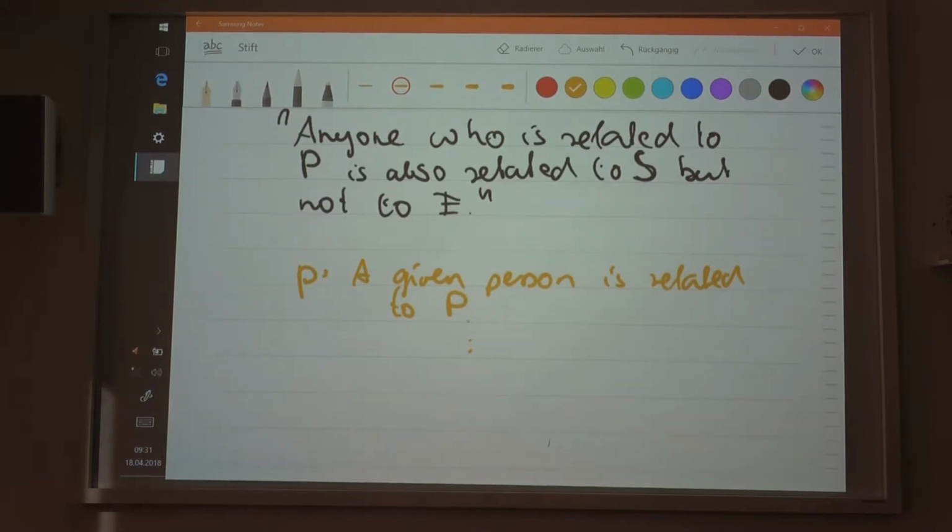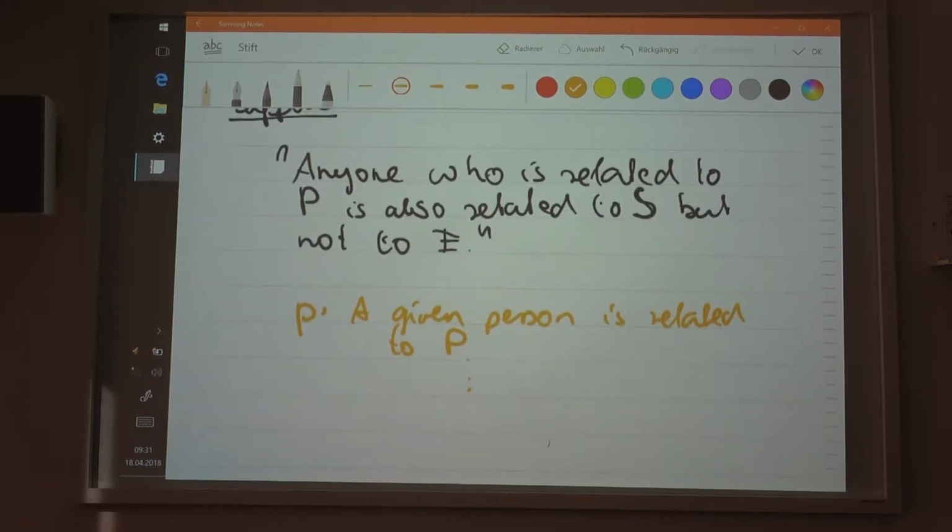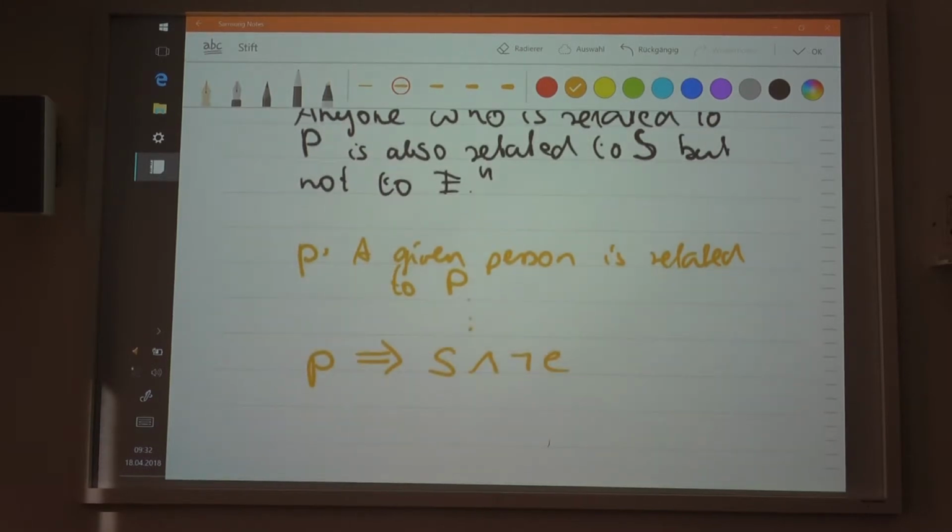So how would you express this in terms of logic? If someone is related to Paula, so if statement P is true, then what do you have? This implies that what? That S? Yes? And not E. Exactly. So this statement is supposed to be true here. This is what is given. This is the given statement.